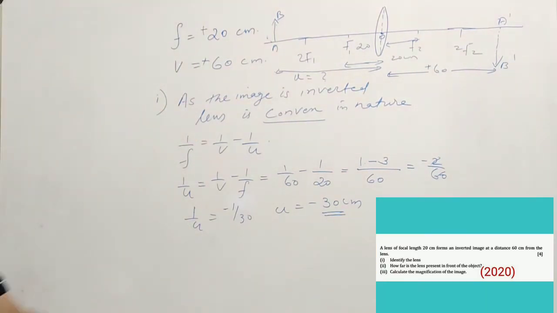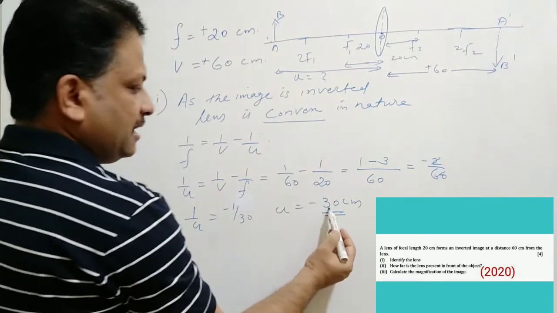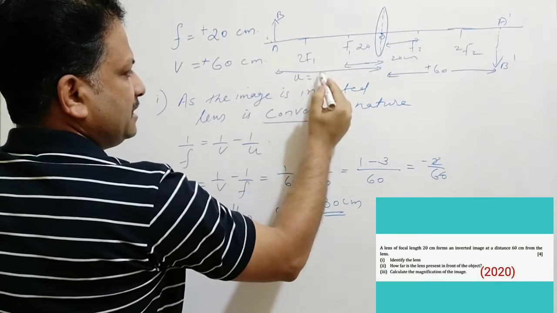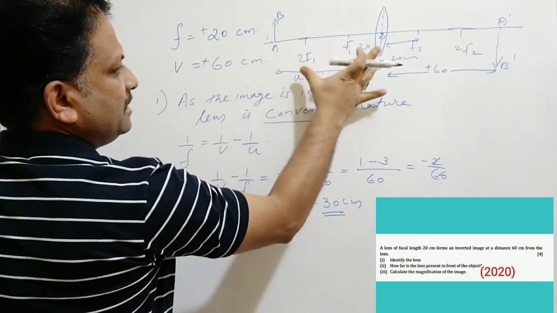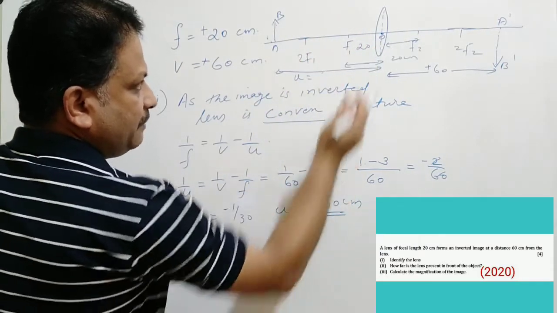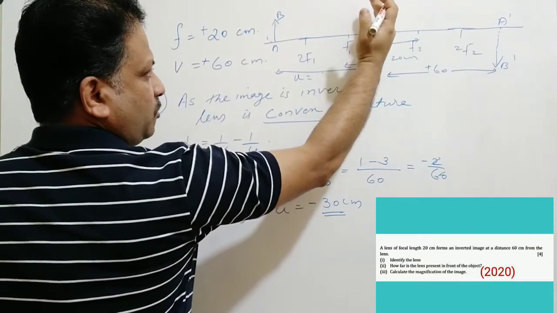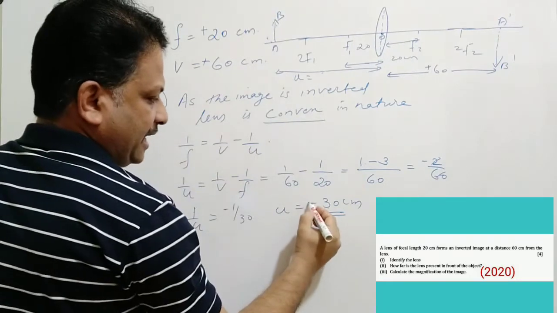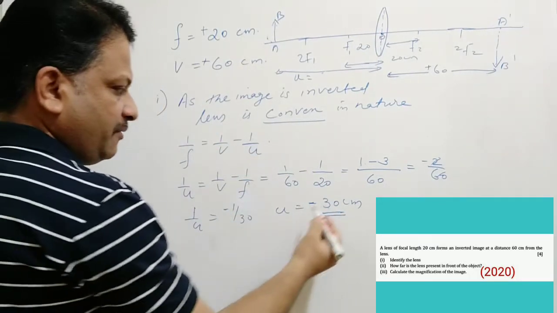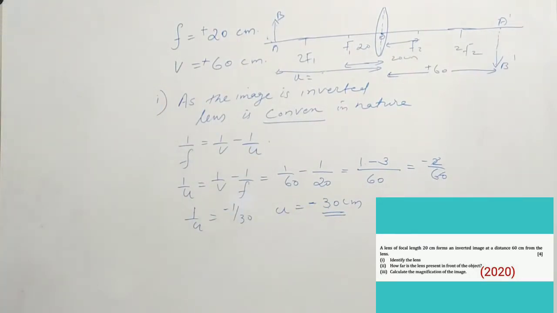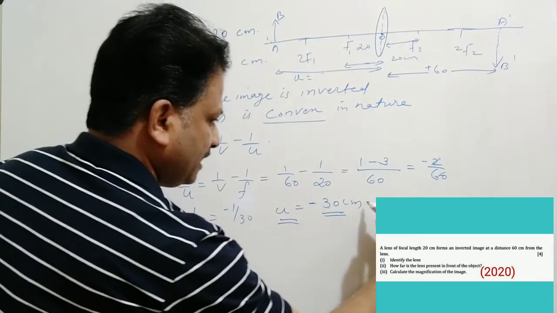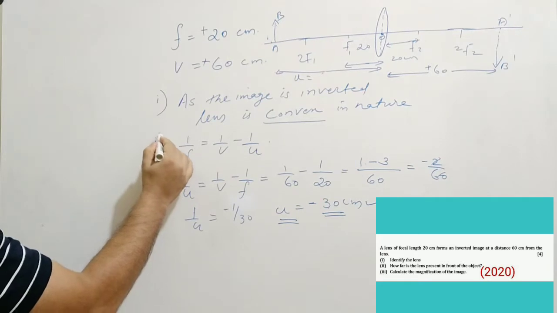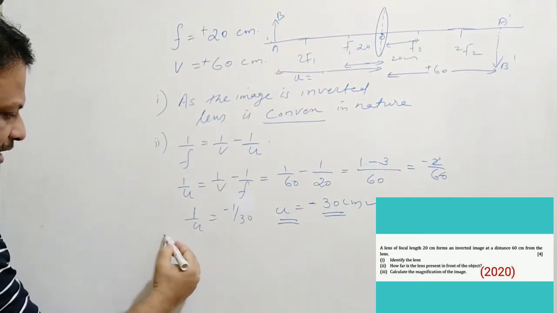Clear? So the object is placed at a distance 30 centimeter in front of the lens. So we are getting the object distance as 30 centimeter. So this distance u is coming minus 30 because the object is always placed in front of the lens. It is to the left of the lens. So it is taken as minus 30. By calculation we are getting it as minus 30 centimeter. Okay. So the object distance we got is minus 30 centimeter. So that's the second part. Second part is over. Now the third part of the question.